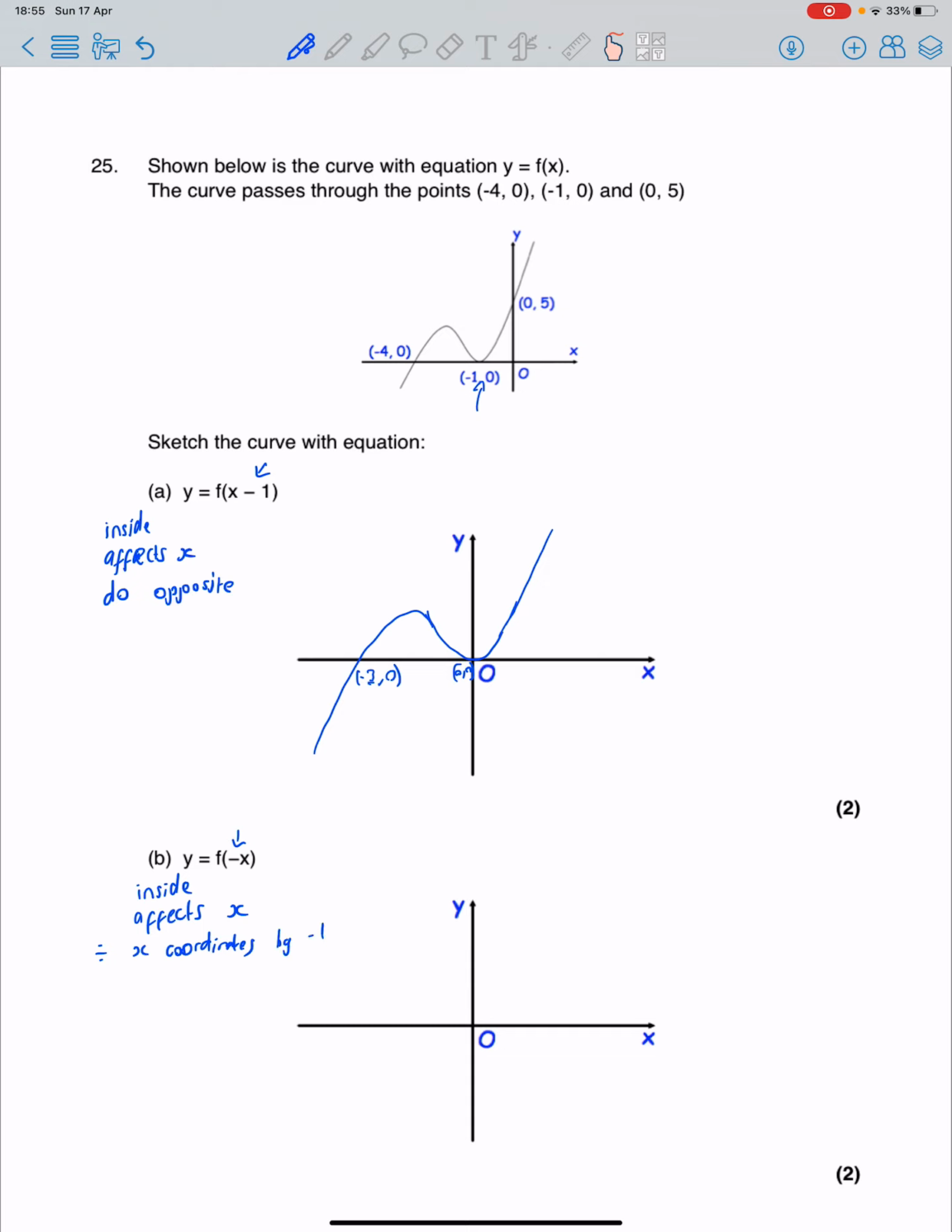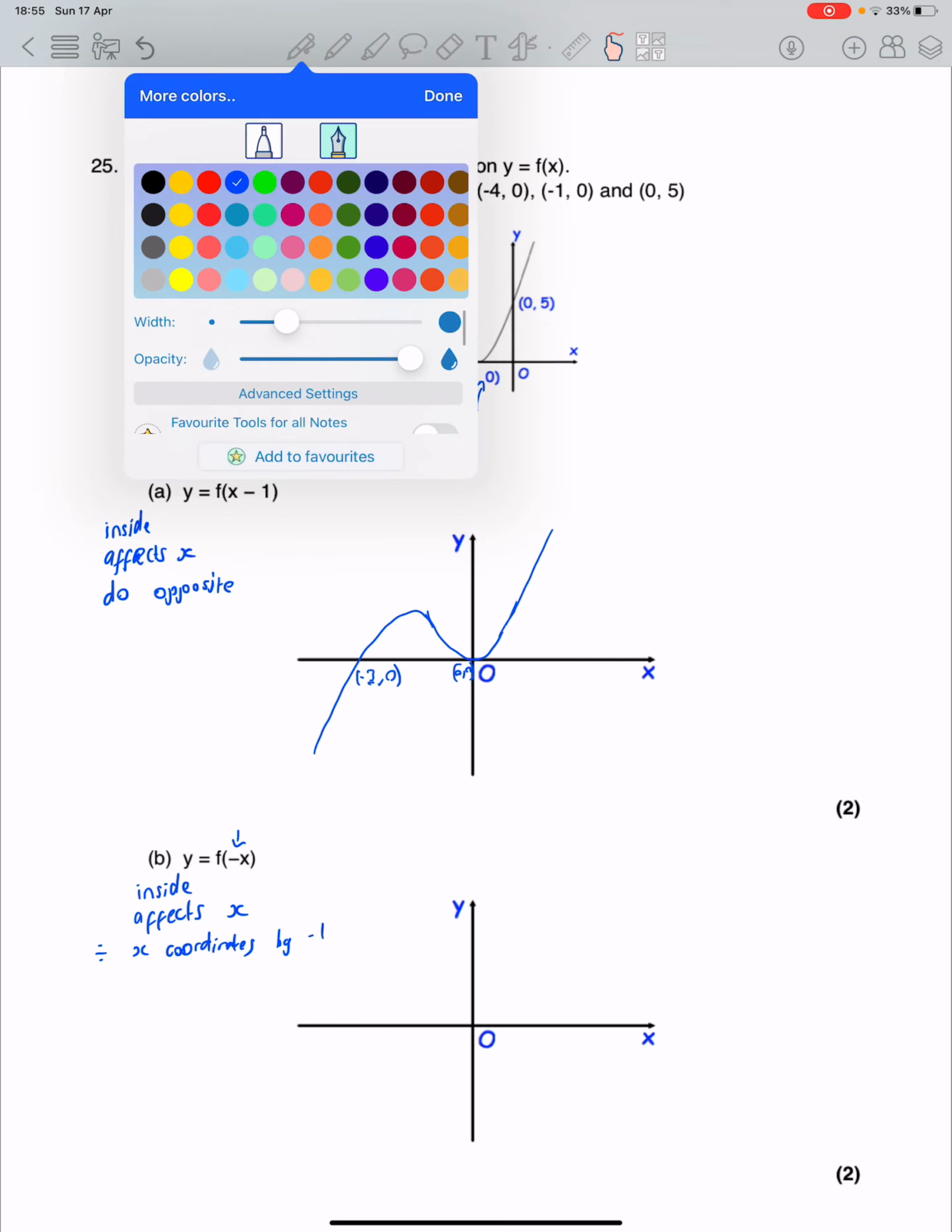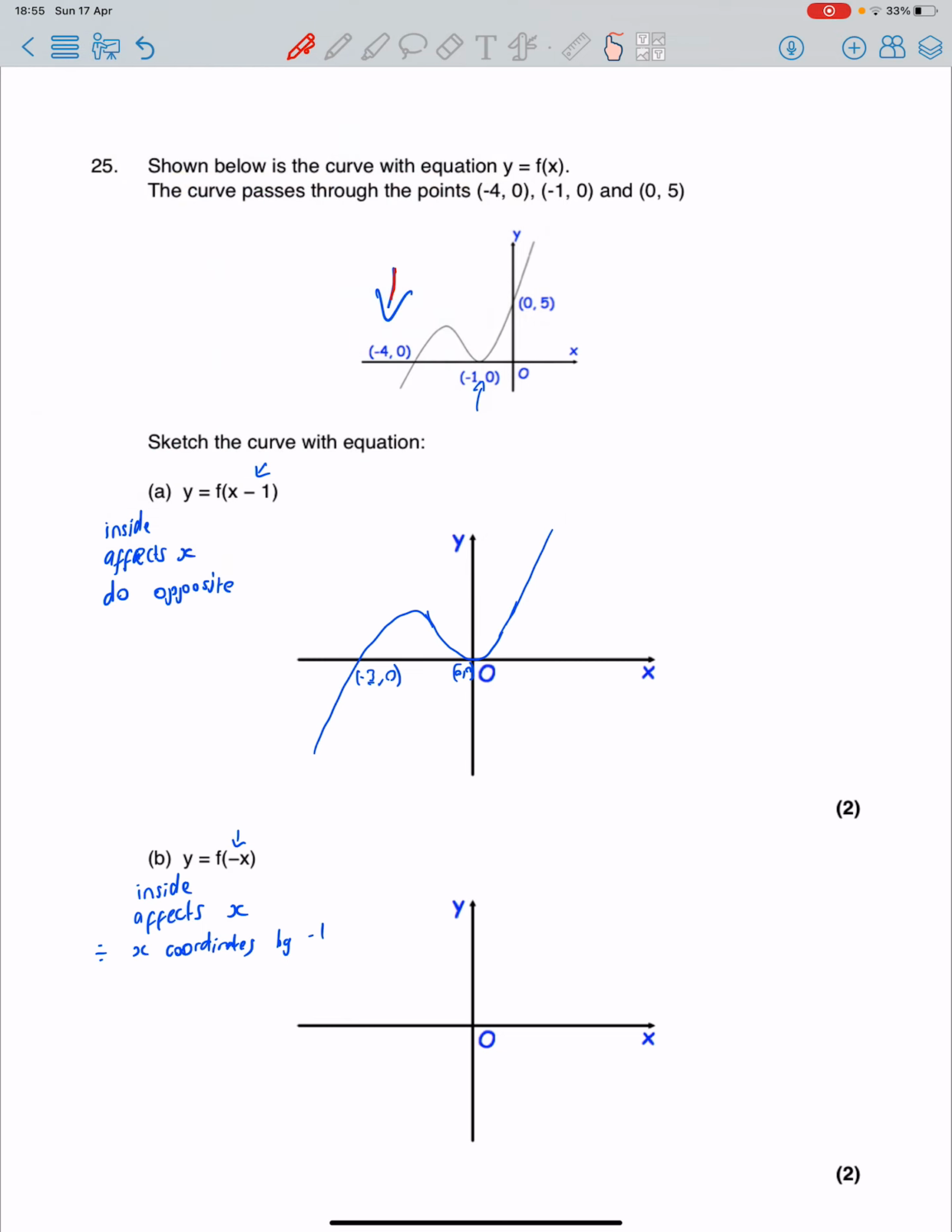What does that actually look like? Well, if all the x coordinates are being multiplied by minus 1, this point up here, which would have been, let me put that in red actually to make it stand out, this here, which would have been minus 4, 0, now becomes 4, 0. Because the x coordinate is being multiplied by minus 1, but we leave the y alone. This point that would have been minus 1, 0 now becomes 1, 0. And the point that is 0, 5, well, the x coordinate is 0, so 0 divided by minus 1 is still 0. So it's essentially a reflection.